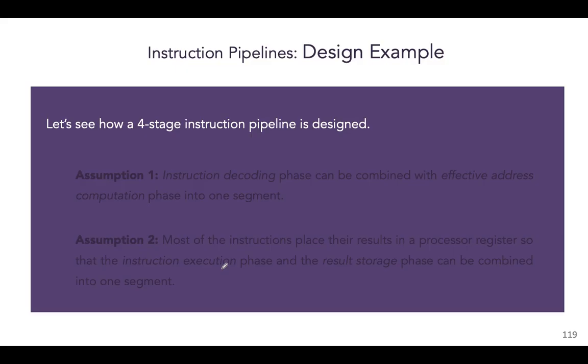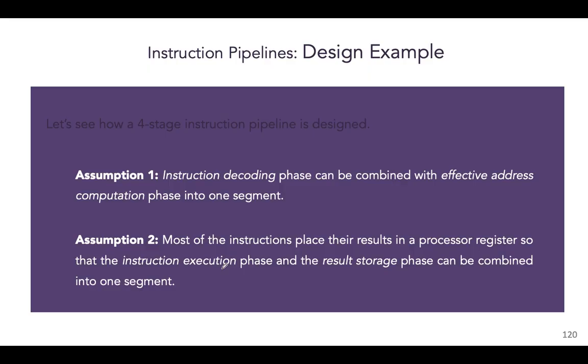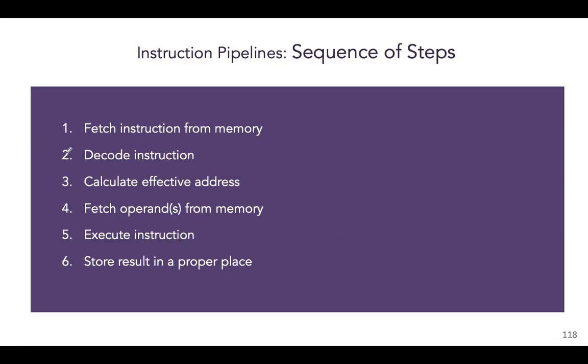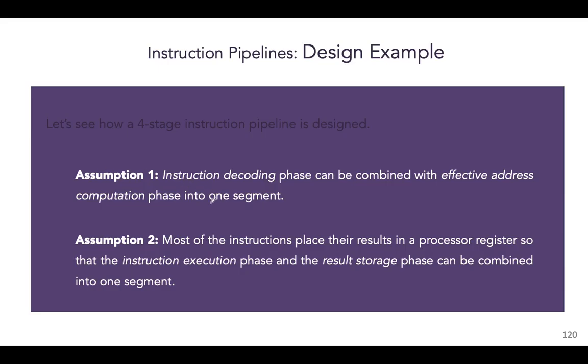Now let's see how we can design a 4-stage or 4-segment instruction pipeline. The design of this pipeline is going to be based on 2 main assumptions. Assumption 1 is that the instruction decoding phase can be combined with the effective address computation phase. So what we're saying is step 2 and step 3 are assumed to be combined in one stage, right? We're just basically reducing the number of steps. So now we have combined 2 and 3 in one segment.